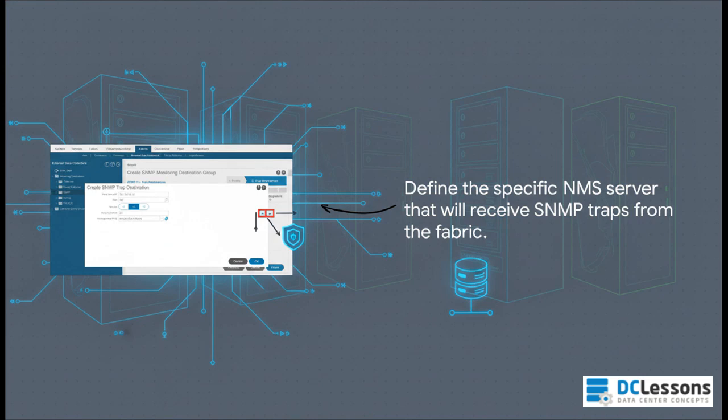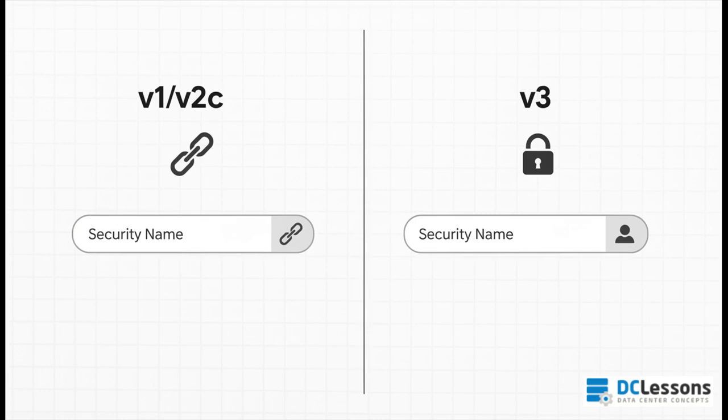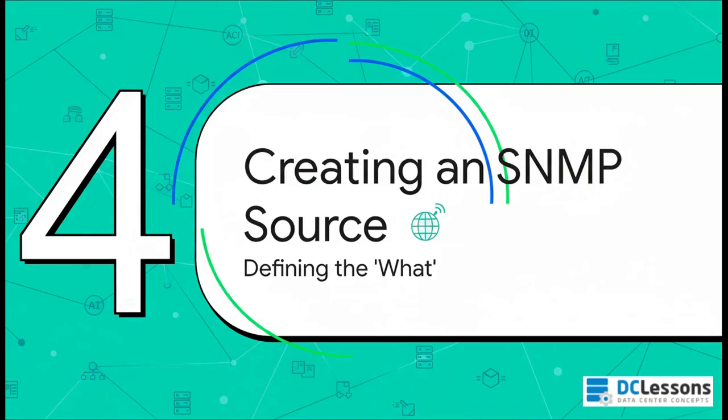It's a pretty simple dialog, where you just plug in the IP address or the host name for your NMS, you make sure the port is right, and you pick which SNMP version that server is expecting to see. Okay, pay attention to this next part, because it's a super common gotcha that can trip people up. See that security name field? It does double duty. If you're using SNMP v2c, that's where you put your community string. But if you're using the more secure SNMP v3, that's where you put the username that you created back in the main SNMP policy.